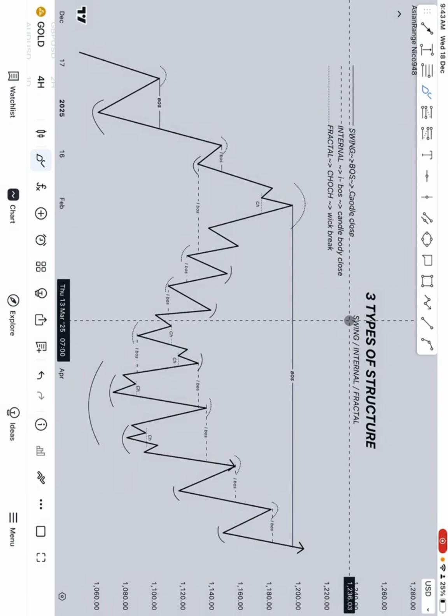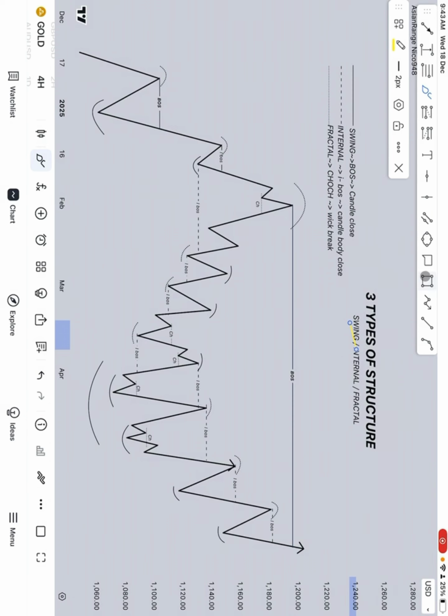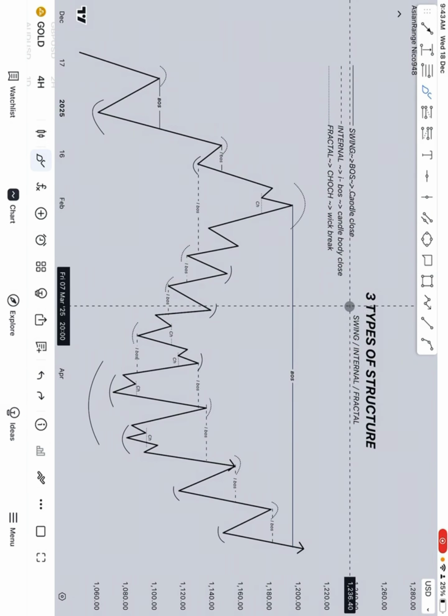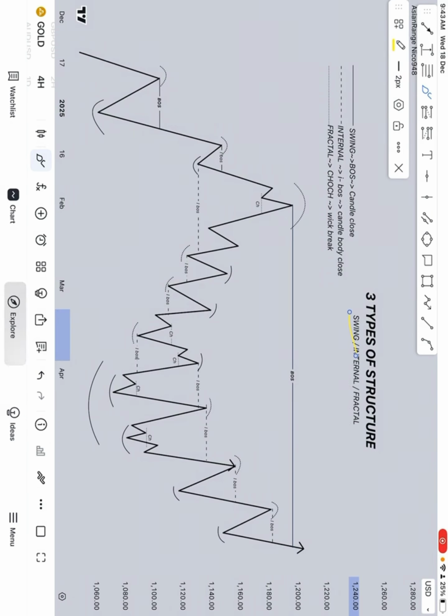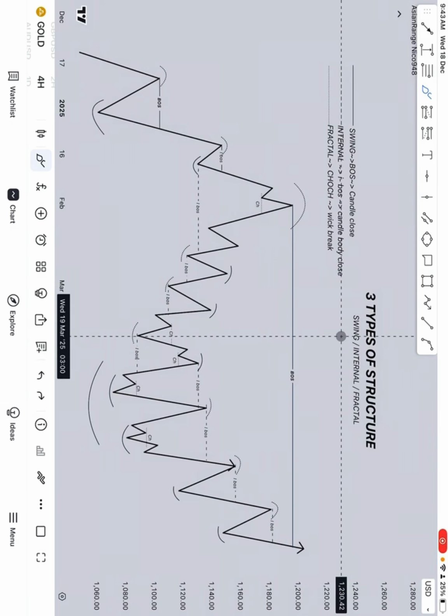Okay, so I've already covered swing structure, my bad for my drawing. I've already, damn, this is crazy.